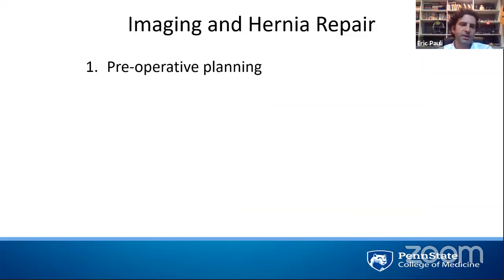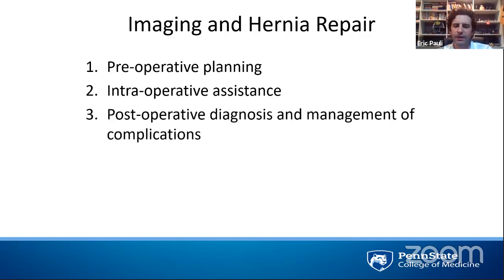So let's talk about imaging and hernia repair. You've heard us mention preoperative planning. I absolutely use it that way. You heard Dr. Horn mention that during the operation itself, looking at the imaging for intraoperative assistance: what's going on in this area that I'm currently working in? Is there a hernia here? Is there bowel densely adherent at this location? How and where can I get around this area of difficulty that I'm working on?